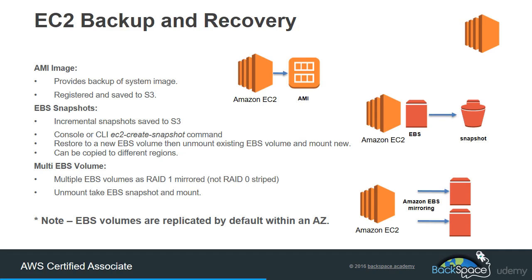One thing to consider there is that EBS volumes are replicated by default within an availability zone. So they still do have a decent amount of replication built into them. They are not replicated across regions. So if a region is taken out, then your EBS volume data will be lost.